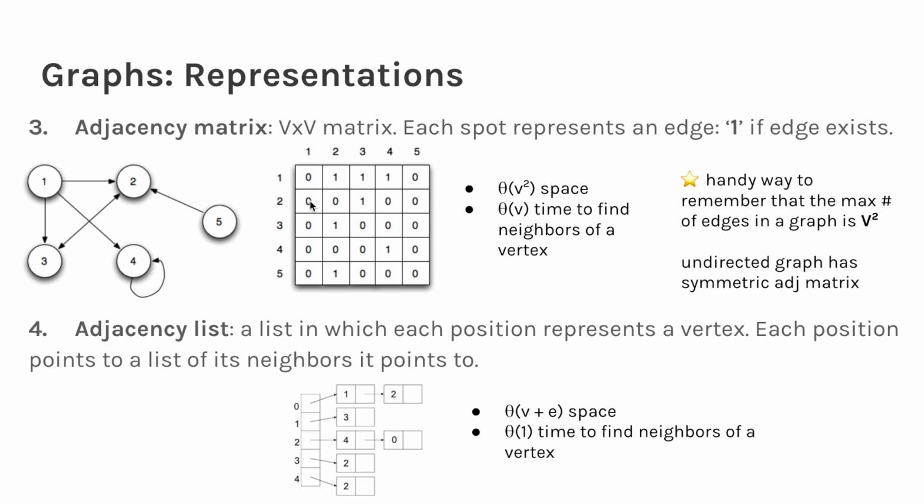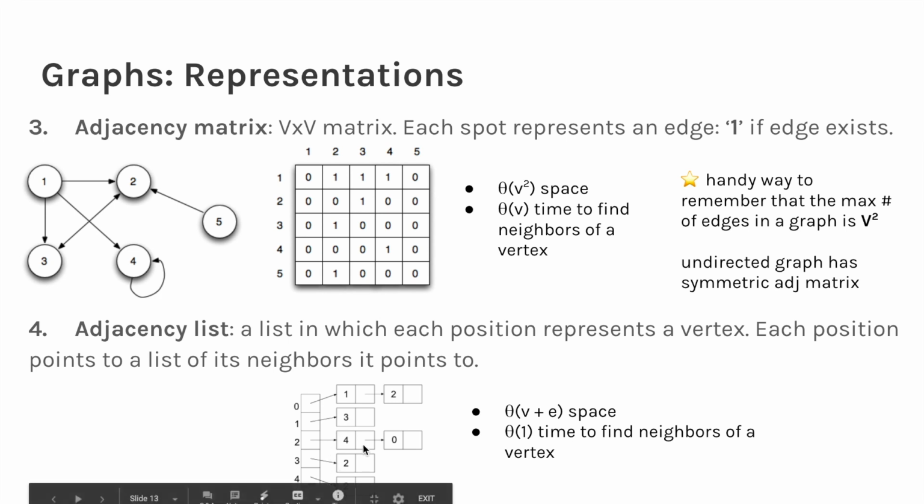Okay, let's talk about adjacency lists. This is a representation in which we keep track of a list in which each position represents a vertex, and each position in the list points to a list of its neighbors. So, for example, we have node 0 pointing to a list containing 1 and 2. That means we have vertex 0, and that points to nodes 1 and 2. Then vertex 1 points to node 3, vertex 2, etc. You get the idea.